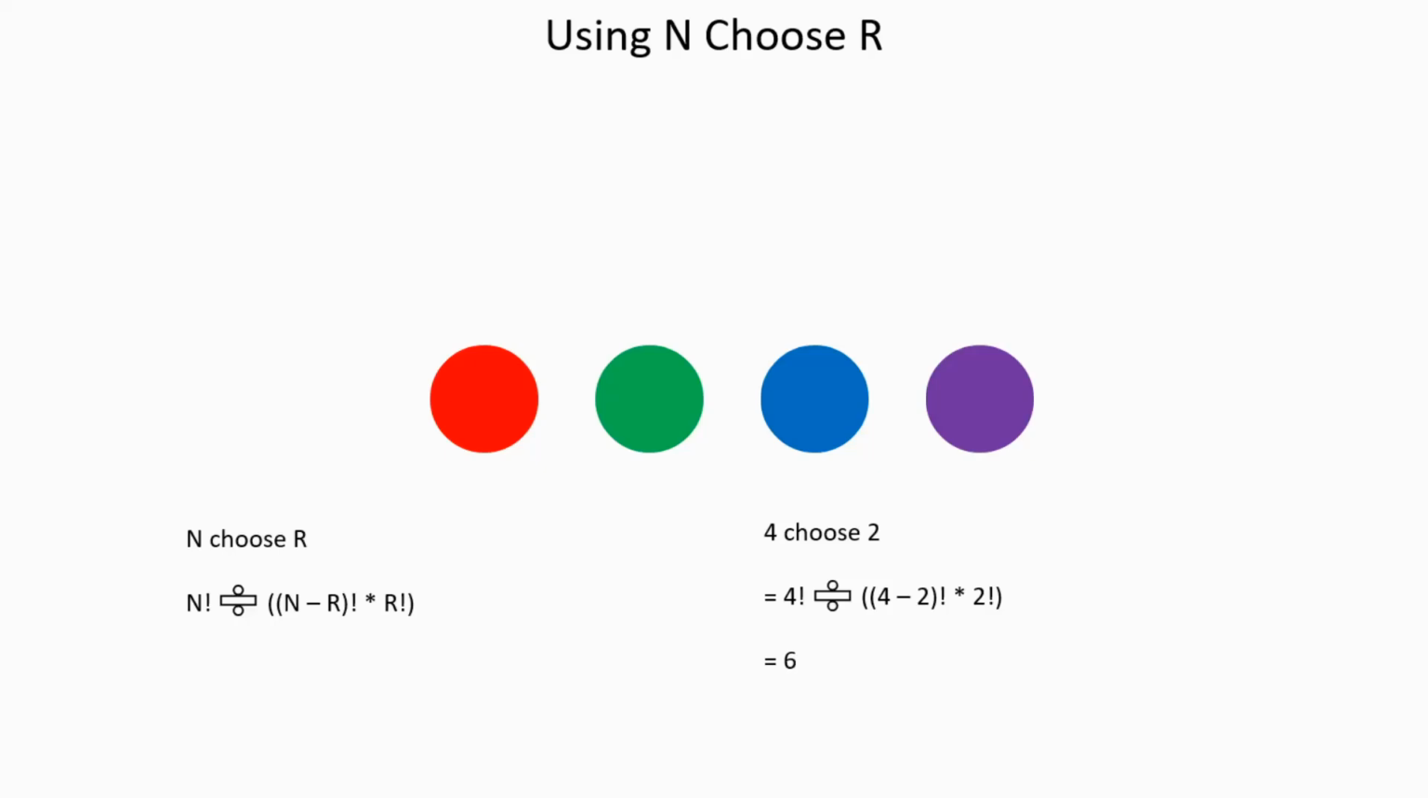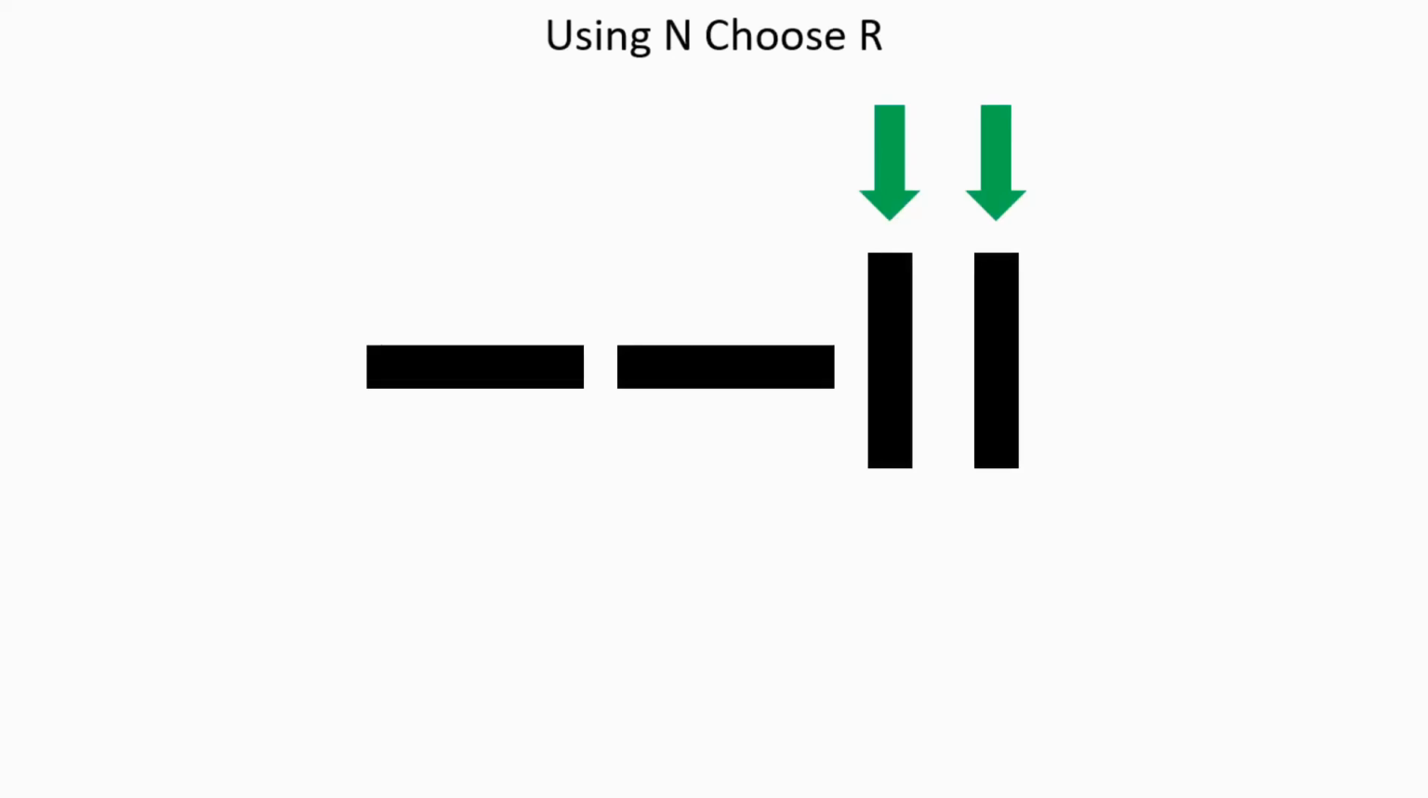So 4 choose 2. The formula for n choose r is n factorial divided by (n minus r) factorial times r factorial. So 4 choose 2 becomes 4 factorial divided by (4 minus 2) factorial times 2 factorial, which is 6 if you calculate all of that.